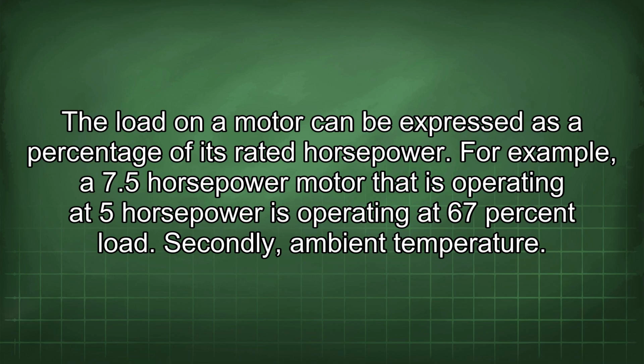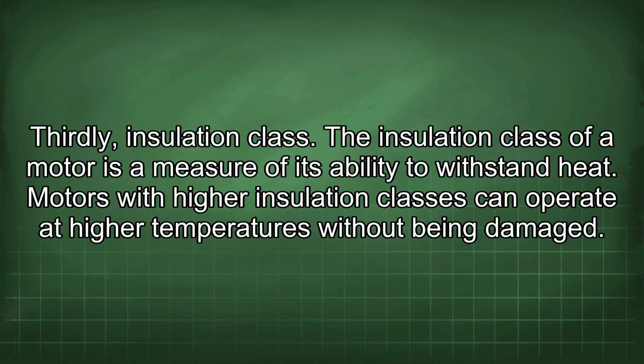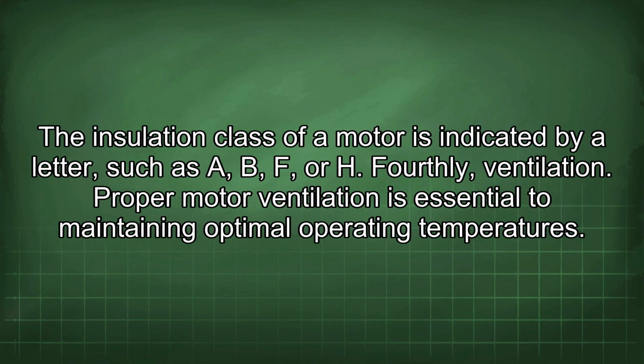Secondly, ambient temperature. Ambient temperature is the temperature of the air surrounding the motor. A motor that is operating in a high ambient temperature will run hotter than a motor that is operating in a low ambient temperature. The ambient temperature should be considered when selecting a motor for a particular application. Thirdly, insulation class. The insulation class of a motor is a measure of its ability to withstand heat. Motors with higher insulation classes can operate at higher temperatures without being damaged. The insulation class of a motor is indicated by a letter, such as A, B, F, or H.